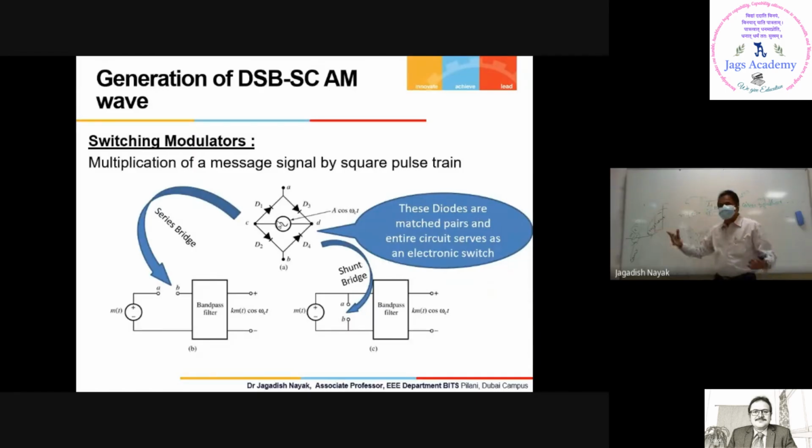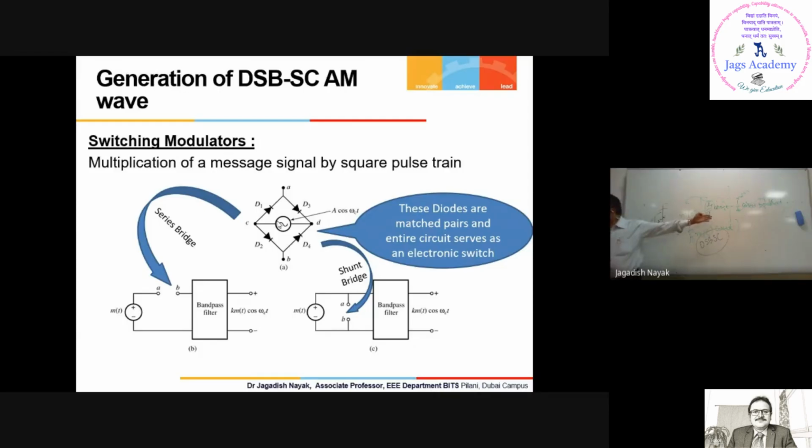M of t is multiplied by a square wave. Now I am multiplying your message signal M of t. It can be anything; I am writing a general M of t here. It is multiplied by the square wave. You may be wondering why multiplying M of t with the square wave gives you a double sideband suppressed carrier AM wave. Here is the proof.